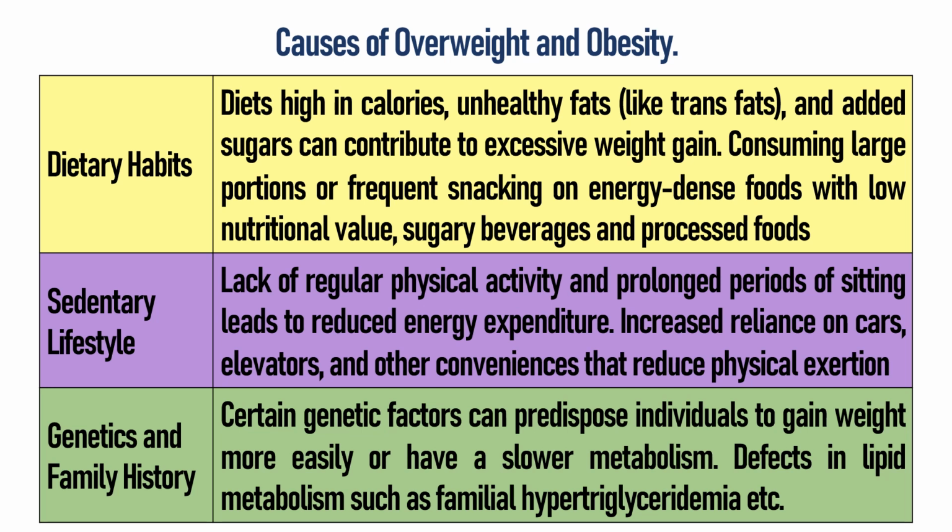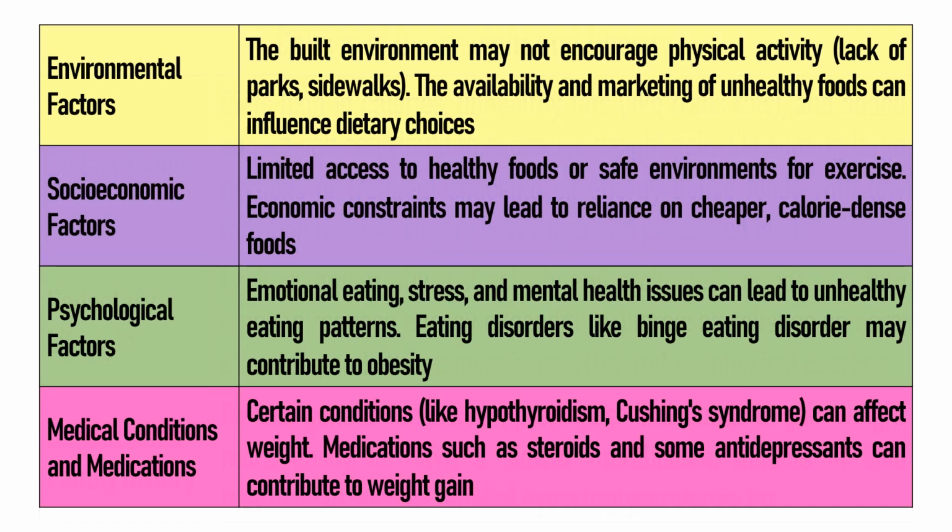Increased reliance on cars, elevators, and other conveniences that reduce physical exertion is another factor. Certain genetic factors can predispose individuals to gain weight more easily or have a slower metabolism. Defects in lipid metabolism, such as familial hypertriglyceridemia, can also result in excessive weight gain. The built environment may not encourage physical activity. The availability and marketing of unhealthy foods can influence dietary choices.